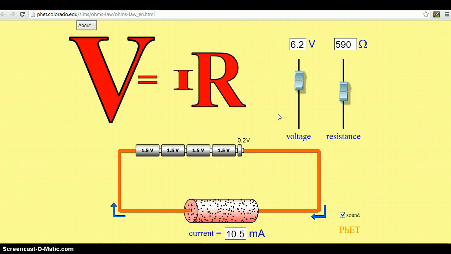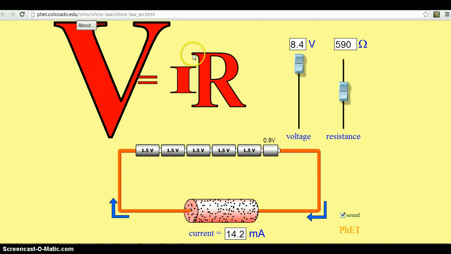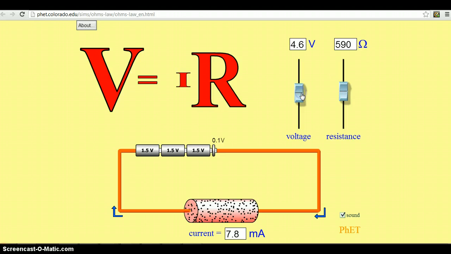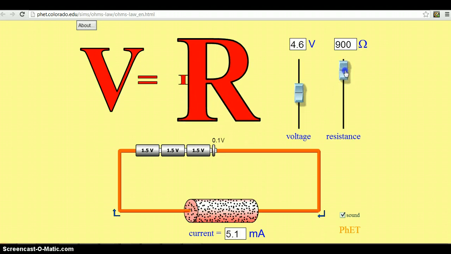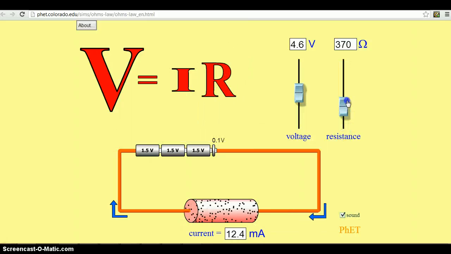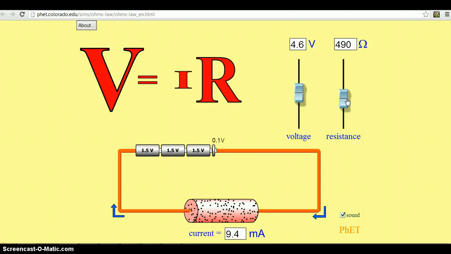When we play with the voltage over here, you can see that when we increase the voltage, the current increases as well, and when we decrease the voltage, so does the current. On the other hand, if you increase the resistance, the current decreases, and if you decrease the resistance, the current increases, which means that resistance and current are inversely related, whereas voltage and current are directly related.